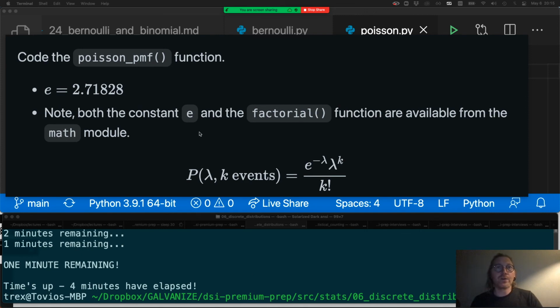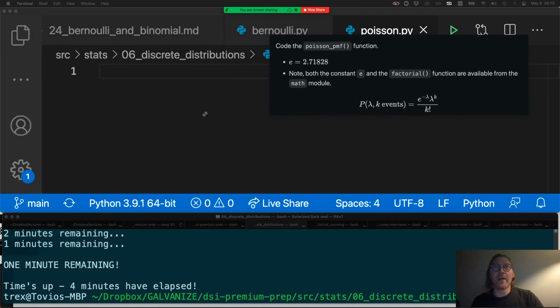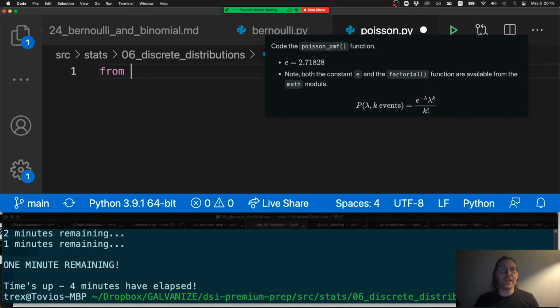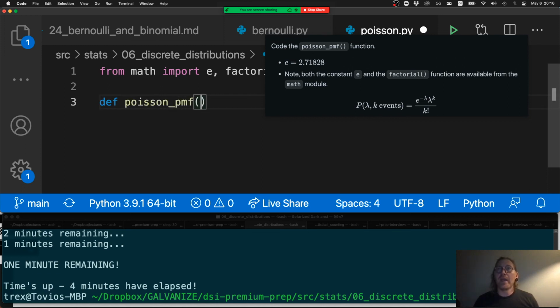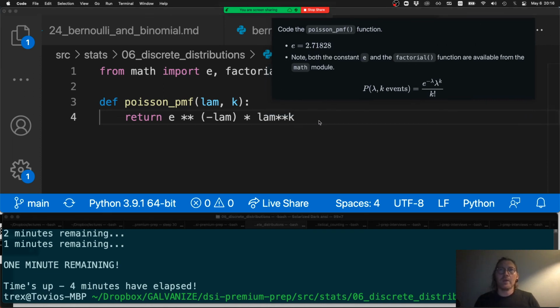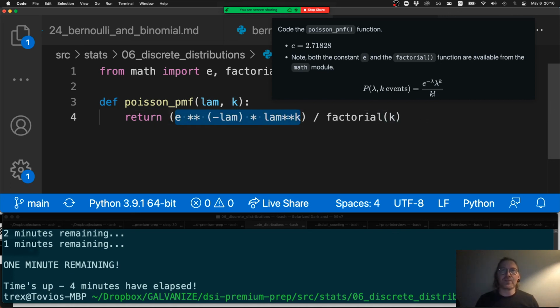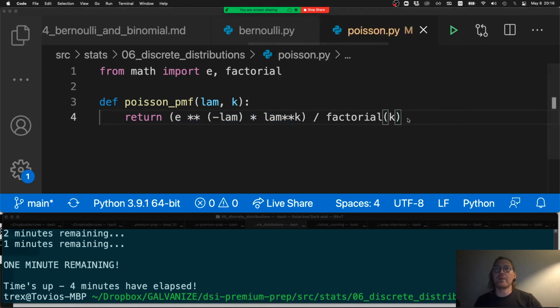Okay, so I think a lot of people got to a solution on that. I'm gonna go ahead and just write it. So I'm gonna say from math import e and factorial, and I'm gonna do def poisson_pmf, and we're gonna do a lambda and a k, right? So I can just return this, right? e to the negative lambda multiplied by lambda to the k. Let me move that out of the way. And that is divided by factorial of k. Even though I don't need to do this, I'm just gonna wrap it in parens to make it look like the original formula. But again, not necessary.